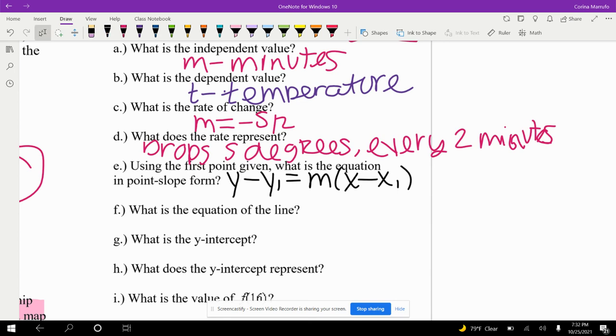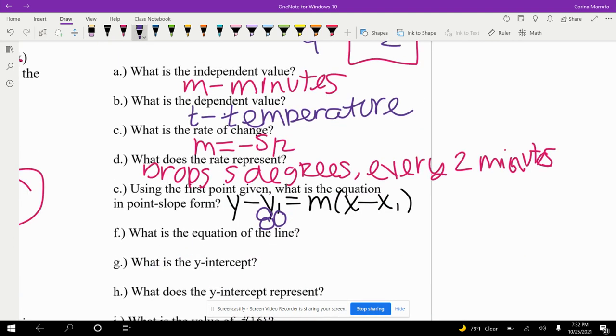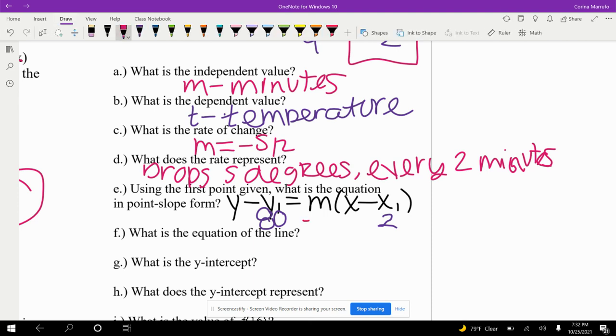Okay, so since they want us to use the first point, it is 2 and 80. So our y1 is 80. So when we're subtracting our y1, 80. Sorry, my pen is running out of battery. And my x1 is 2. And then my slope we said was -5 over 2. Everything else stays the same in the formula. So y minus 80 equals m times x minus x1.